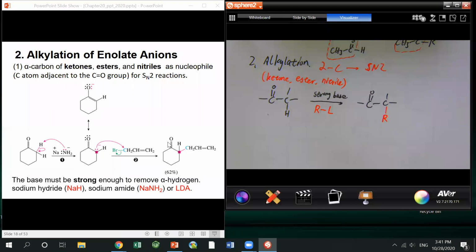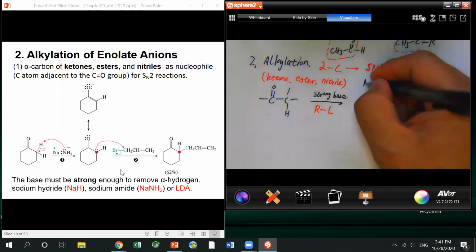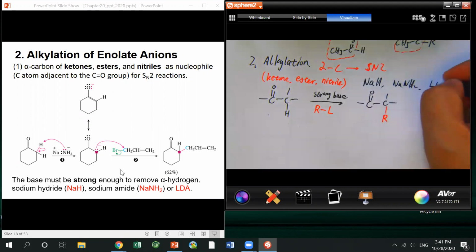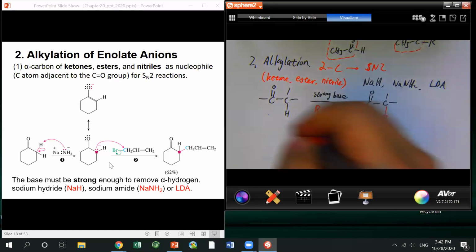And for this reaction, because of the ketone, ester, and also the nitrile, the alpha carbon has a relatively high pKa. That means you have to use a relatively strong base for these reactions. The common bases we use here are similar to what we learned last time: sodium hydride, sodium amide, and also LDA, lithium diisopropylamide. That is enough to deprotonate the alpha hydrogens. Here is a question for you guys: why can the aldehyde not do alkylation?